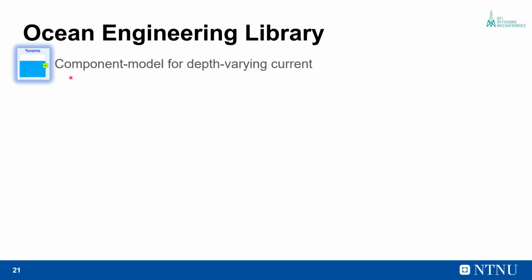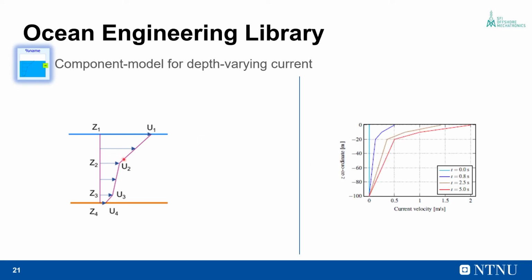When it comes to component models for current, it's more straightforward. We can specify the current at different depths along the water column, and for intermediate points, the value can be calculated using interpolation. In our case, we use linear interpolation. In all the wave and the current component models, we also give the functionality for ramping up the loads, so as to prevent shock loading of the system when you are using it in an integrated simulation scenario.